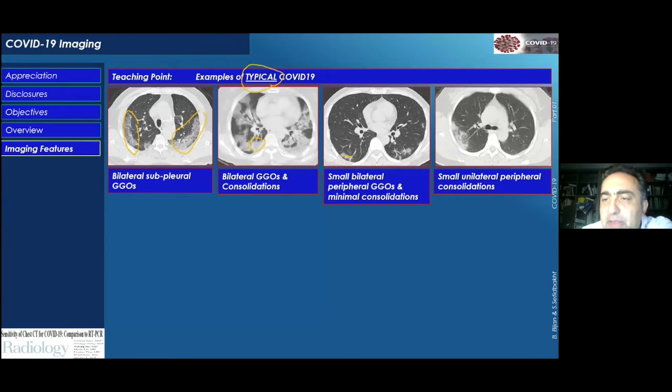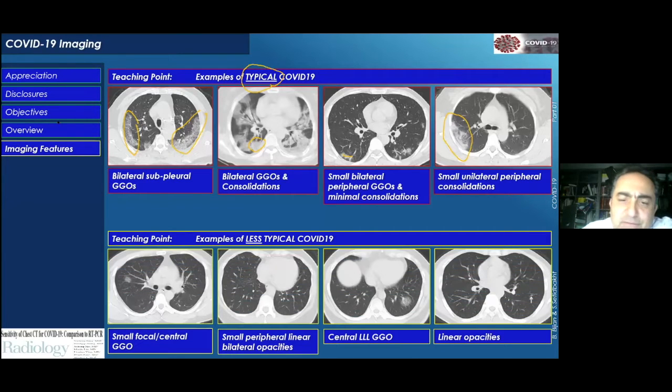And then, can it be unilateral? Well, in theory, yes, it can be unilateral, but unilateral disease happens early during the phase of a disease. During the late phase of a disease, almost 80, 90, 95% of them are bilateral. So this is the classic or typical appearance of COVID disease.